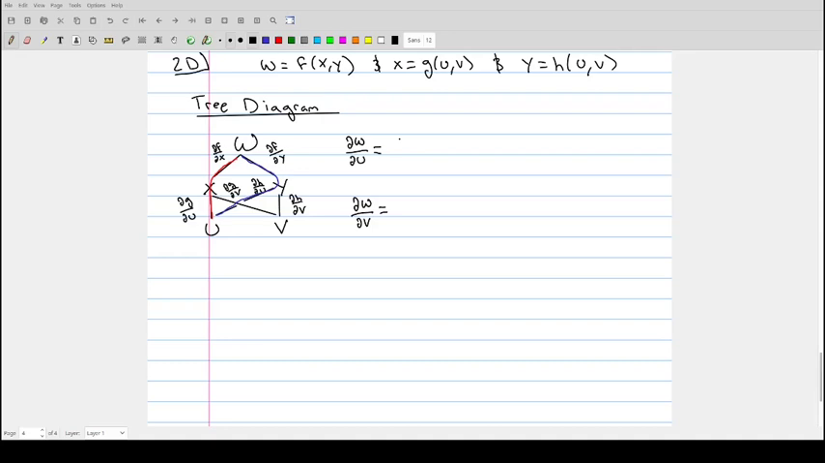So you can see very clearly that the tree diagram is extremely important in calculating the chain rule correctly. So dw du, the partial derivative of w with respect to u for this tree diagram, is going to be the partial derivative of f with respect to x times the partial derivative of g with respect to u, plus the partial derivative of f with respect to y times the partial derivative of h with respect to u.